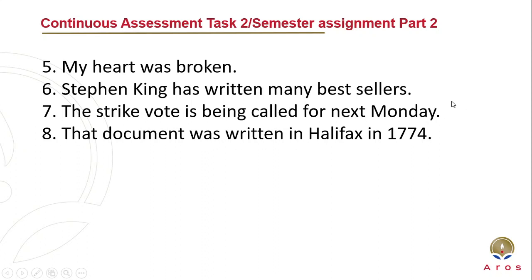Number 8, the document was written in Halifax in '74. That document is your subject. It was written is your verb. In Halifax tells us where it was written. It doesn't tell us how that verb acts upon it. Therefore, there is also no object, and therefore this cannot be found in passive form.